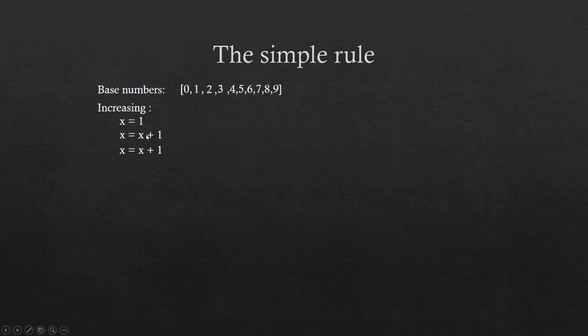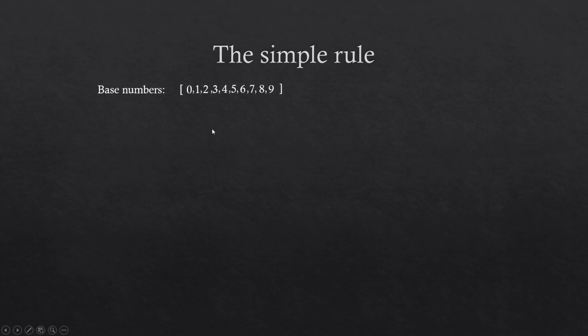Simple as that. If we say decreasing, now x is equal to 3. If x minus 1, it's 2. If we subtract another 1, we will get 1. If we subtract 1 again, we will get 0. Okay, this is the first simple rule.